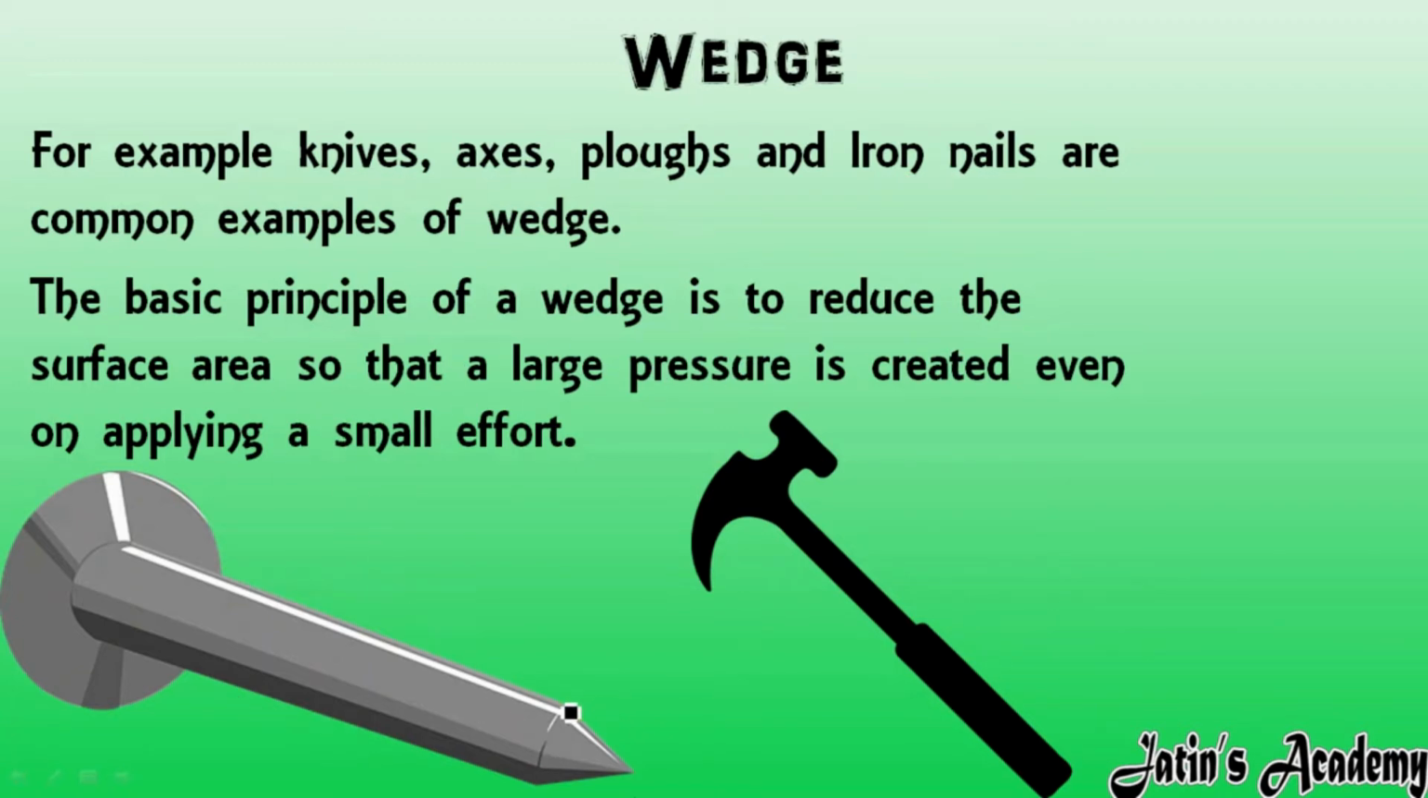Actually, what we are doing in the case of a wedge, by using two inclined planes, at one point we are decreasing the surface area. Whenever we are decreasing the surface area, you might know this formula or not, I don't know. The formula is pressure equals force over area. This is the formula we have for pressure.